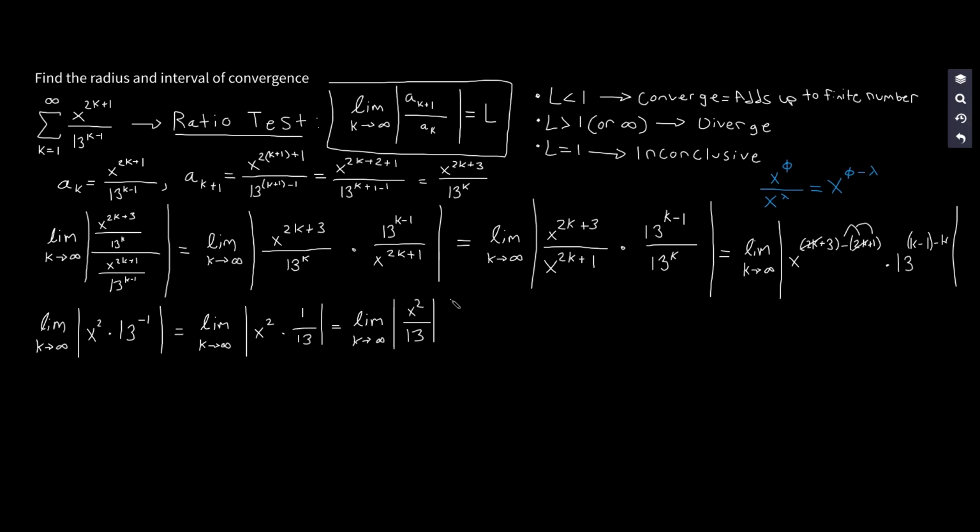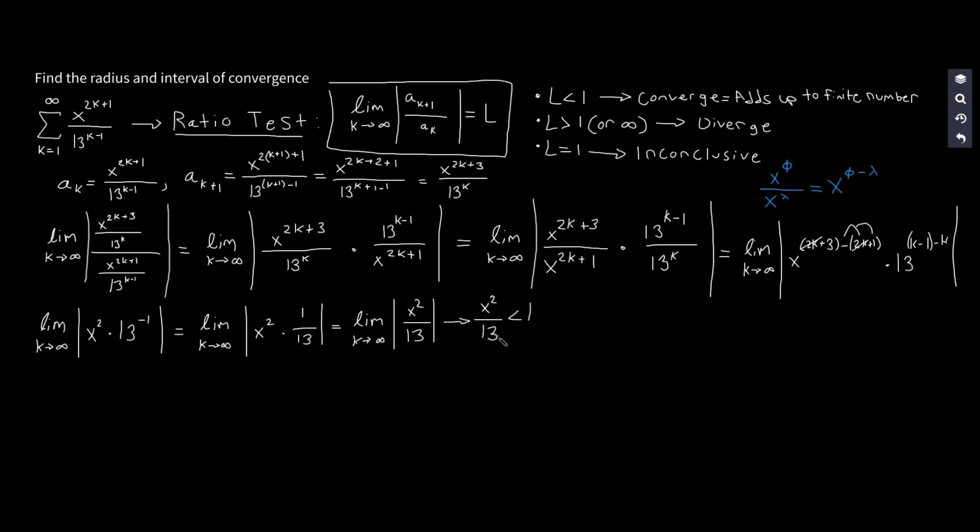Well, now we're in a place where we can find the radius of convergence. For the series to converge, we're going to look at our constraints and our rules for the ratio test here. In order for the series to converge, the ratio test requires that x squared over 13 be less than 1. Well, we need to figure out if this is true. So we have an inequality here, and we need to isolate x.